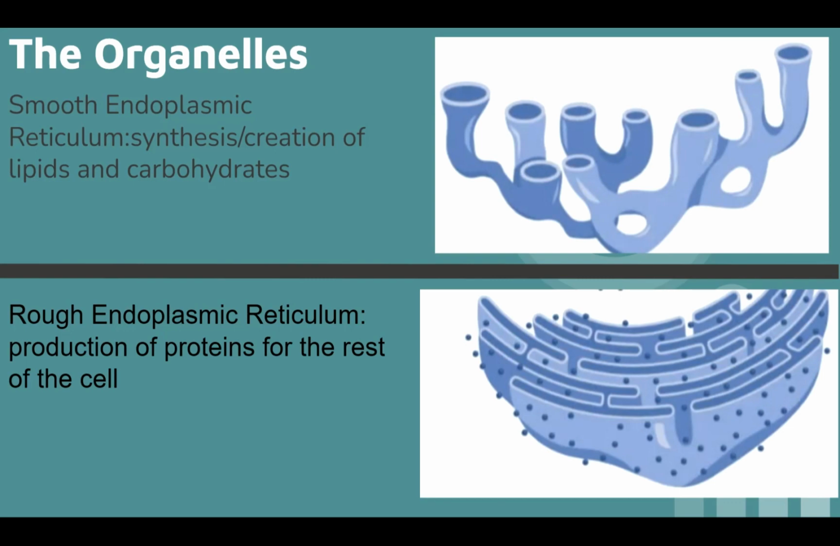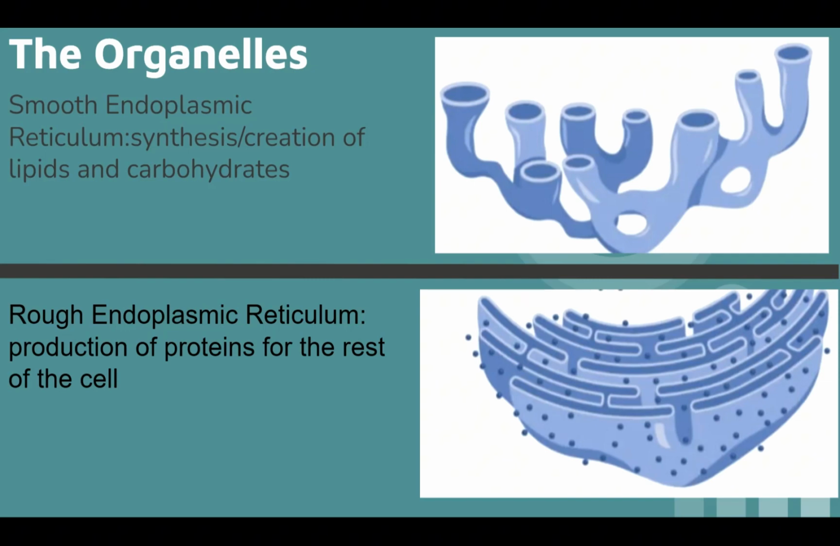The smooth endoplasmic reticulum, or smooth ER, is the synthesis and creation of lipids and carbohydrates, and it can be seen on the right diagram. On the diagrams on the test, it looks sort of like smooth coral.